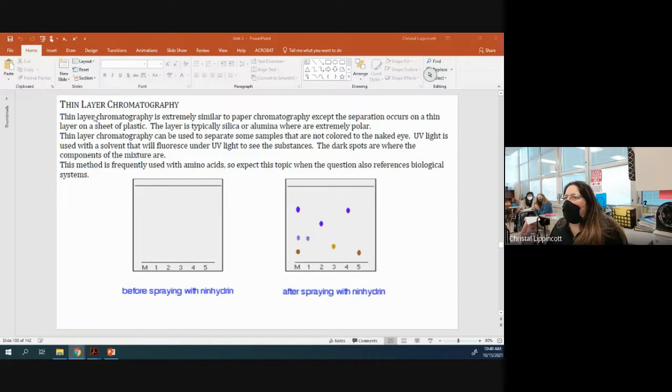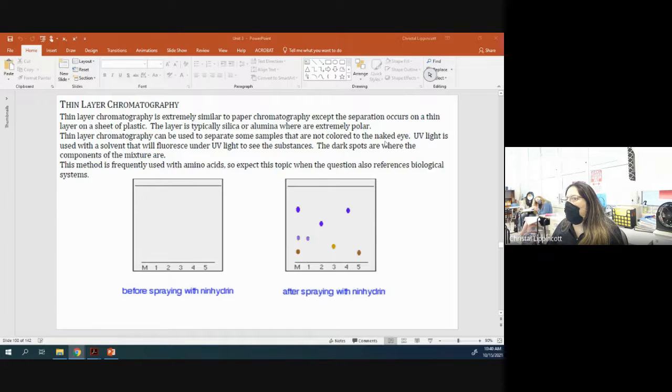Thin layer chromatography then is, I've never actually done this myself. This is more of a college level kind of experience. It's similar to paper chromatography, except this time it's usually done, instead of on paper, on a thin sheet of plastic. And then layered on top of that is a silica or something that is extremely polar.